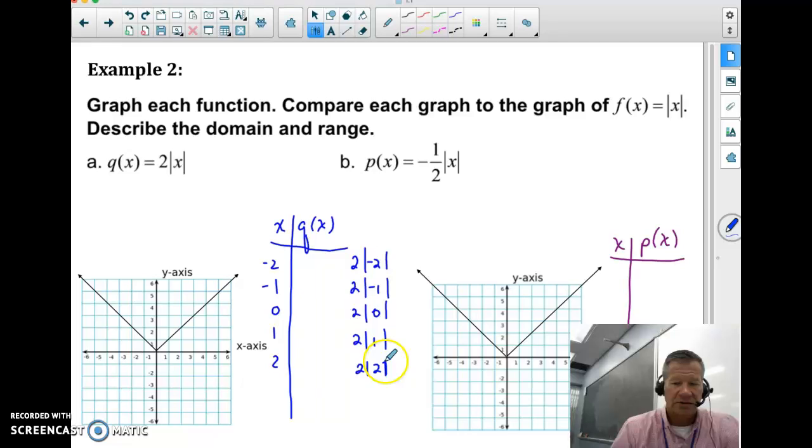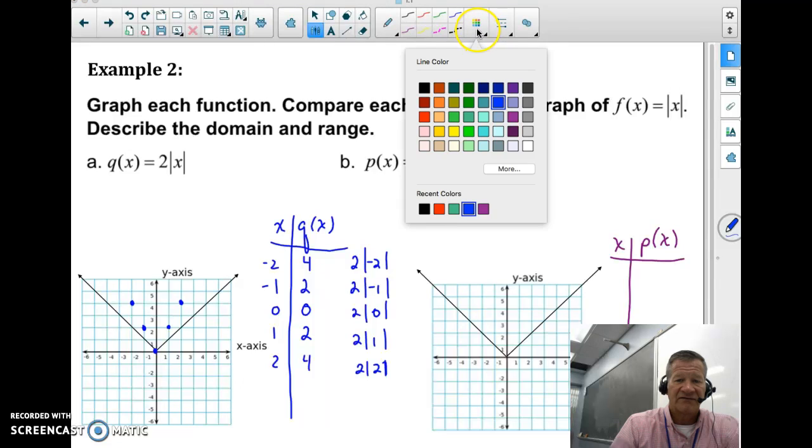So in this case, I am first taking the absolute value of -2, which is 2, and 2 times 2 is 4. The absolute value of -1 is 1, times 2 is 2. Absolute value of 0 is 0, times 2 is 0. Absolute value of 1 is 1, times 2 is 2, and the absolute value of 2 is 2, times 2 is 4. So if I graph these points, 2 left, 4 up, 1 left, 2 up, 0, 0, 1 right, 2 up, and 2 right, 4 up.